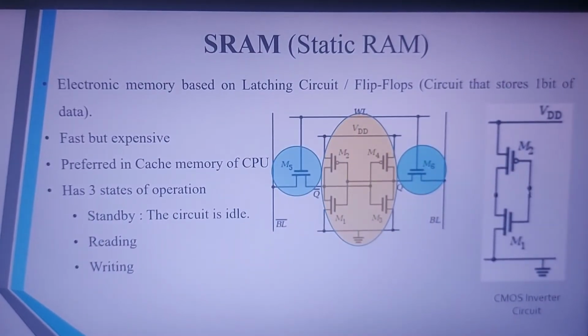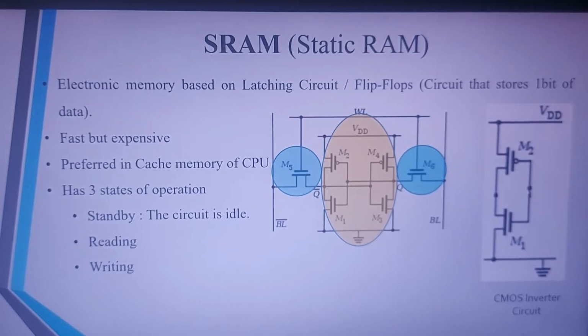So here we can see a static RAM. Static RAM comes with a different number of transistors. There can be a 4 transistor RAM, a 6 transistor RAM, and 8 transistor RAM is also available. The circuit shown here represents one bit of data; this particular circuit is used to store 1 bit of data. As we are using these transistors to store the data, this is also referred to as an electronic memory, which is based on a latching circuit.